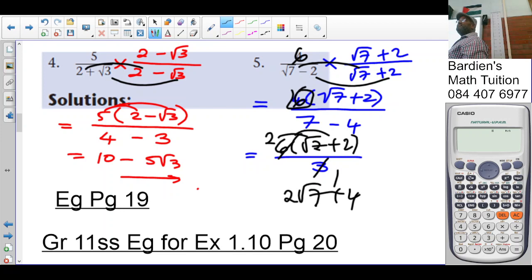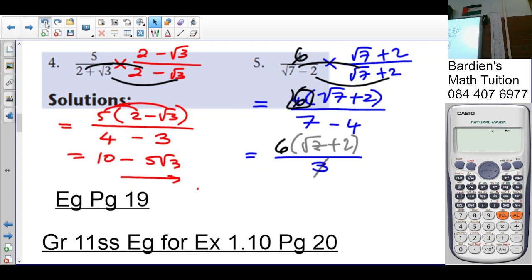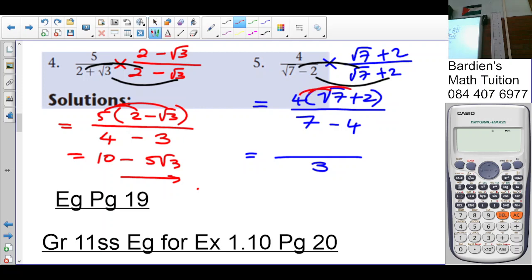You understand? But in this case it's not a 6. What is it? It's a 4. So is 4 divisible by 3? No. There's no factor that goes into 4 and 3 without a remainder other than 1. Can you see that? Because that is the case, I multiply this in. So that's going to give us now 4 root 7 plus 8. Do you guys understand?